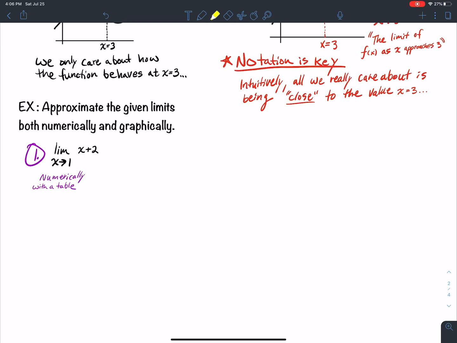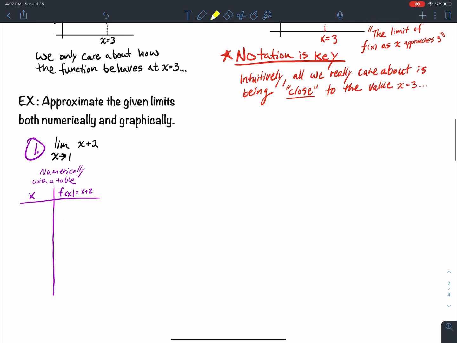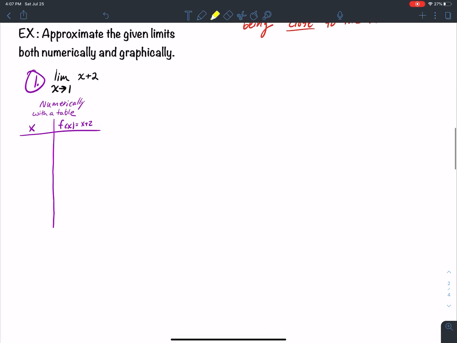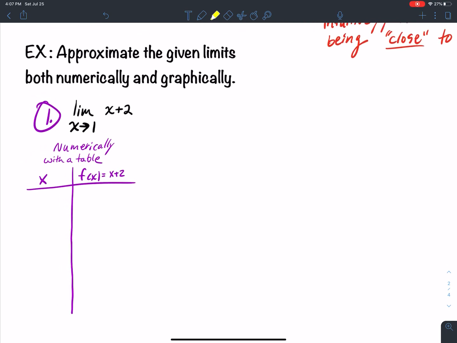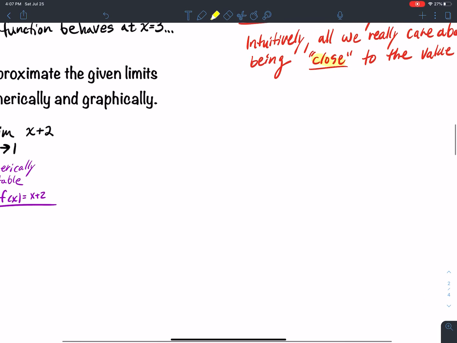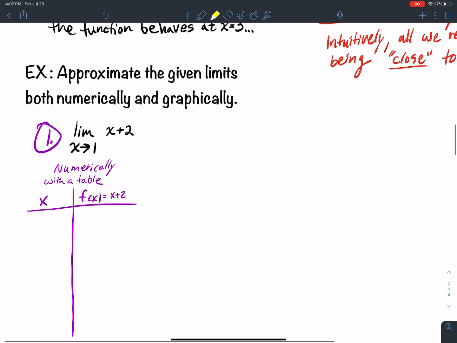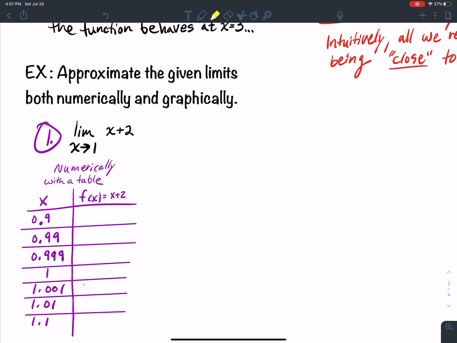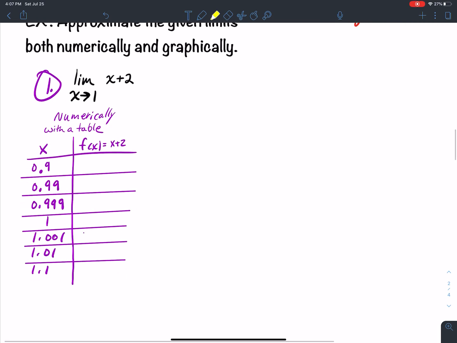So numerically with the table, how do I do this? So I'm going to set up a table. I've got a t-chart, all right? And with my t-chart, what am I going to do? Well, I'm going to have my x's on the left, and I'm going to have my y's, my function f of x, on the right. And so I want values that are close to what? Close to 1, right? So what's close to 1? Well, 0.9, 0.99, 0.999, and then 1, and then 1.001, 1.01, and 1.1, right?